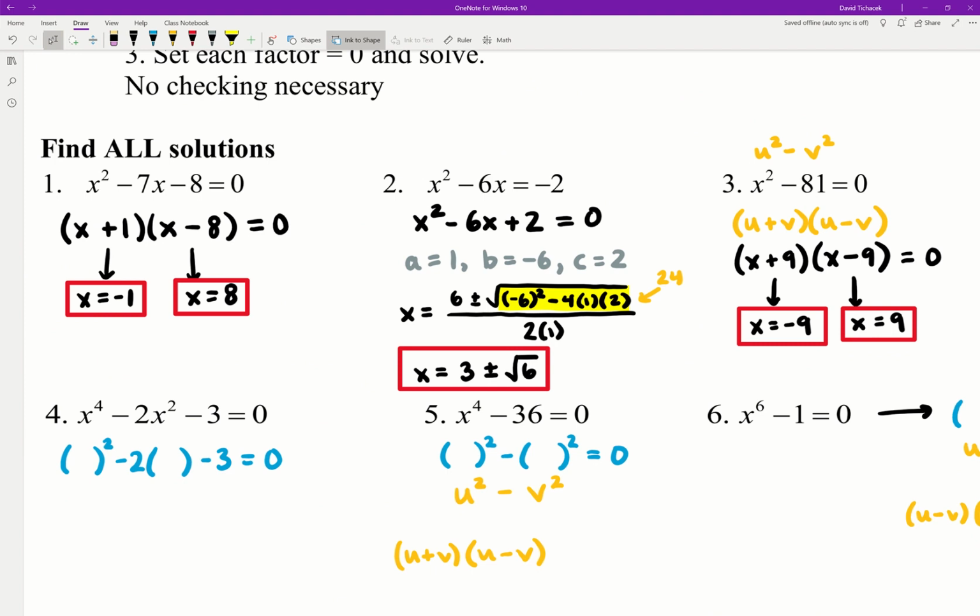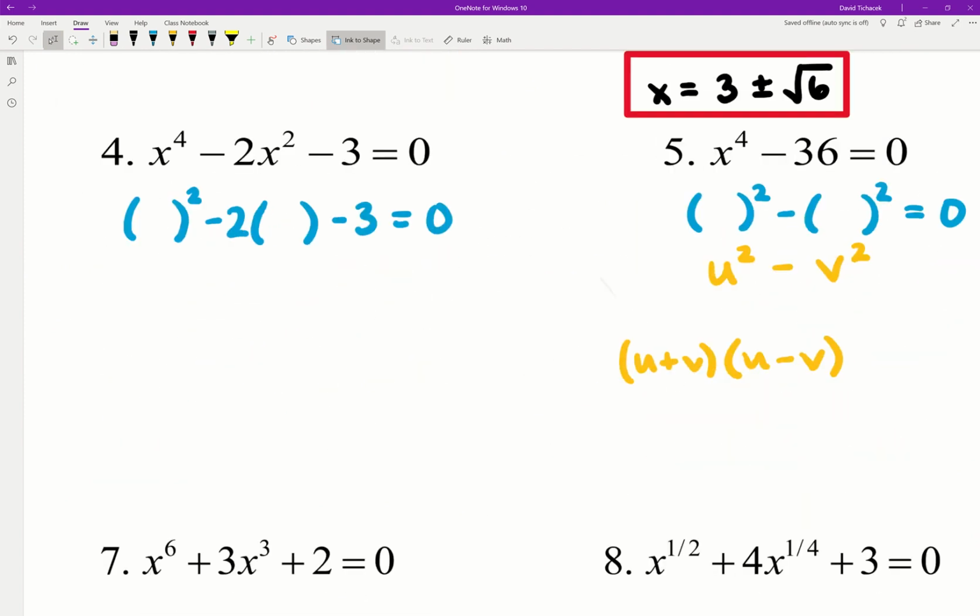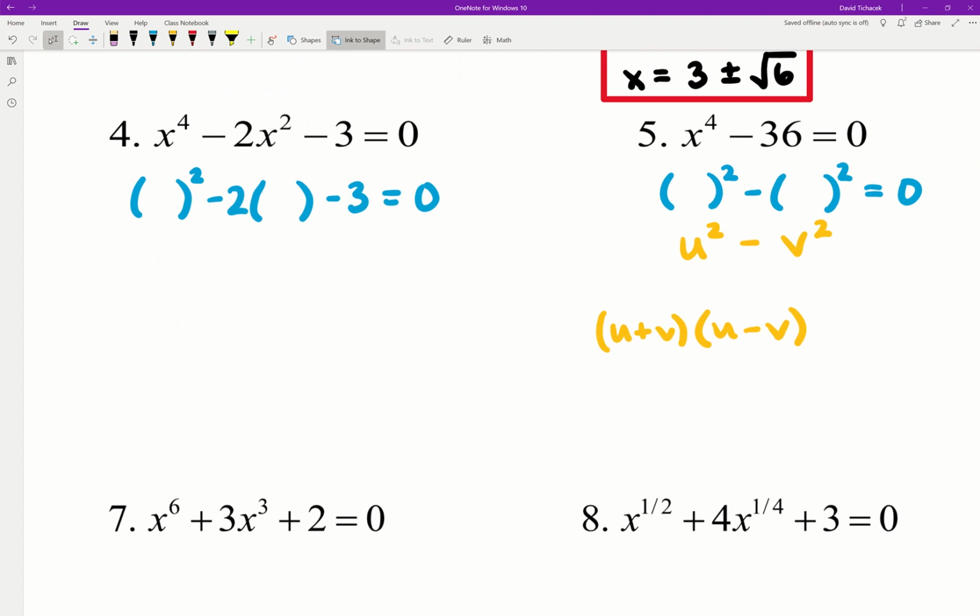What I want to spend some more time working on are some of these following examples, like number 4 here, where it says x to the 4th minus 2x squared minus 3 is equal to 0. So that is not a quadratic function, but it is something that you can rewrite as a quadratic, okay?